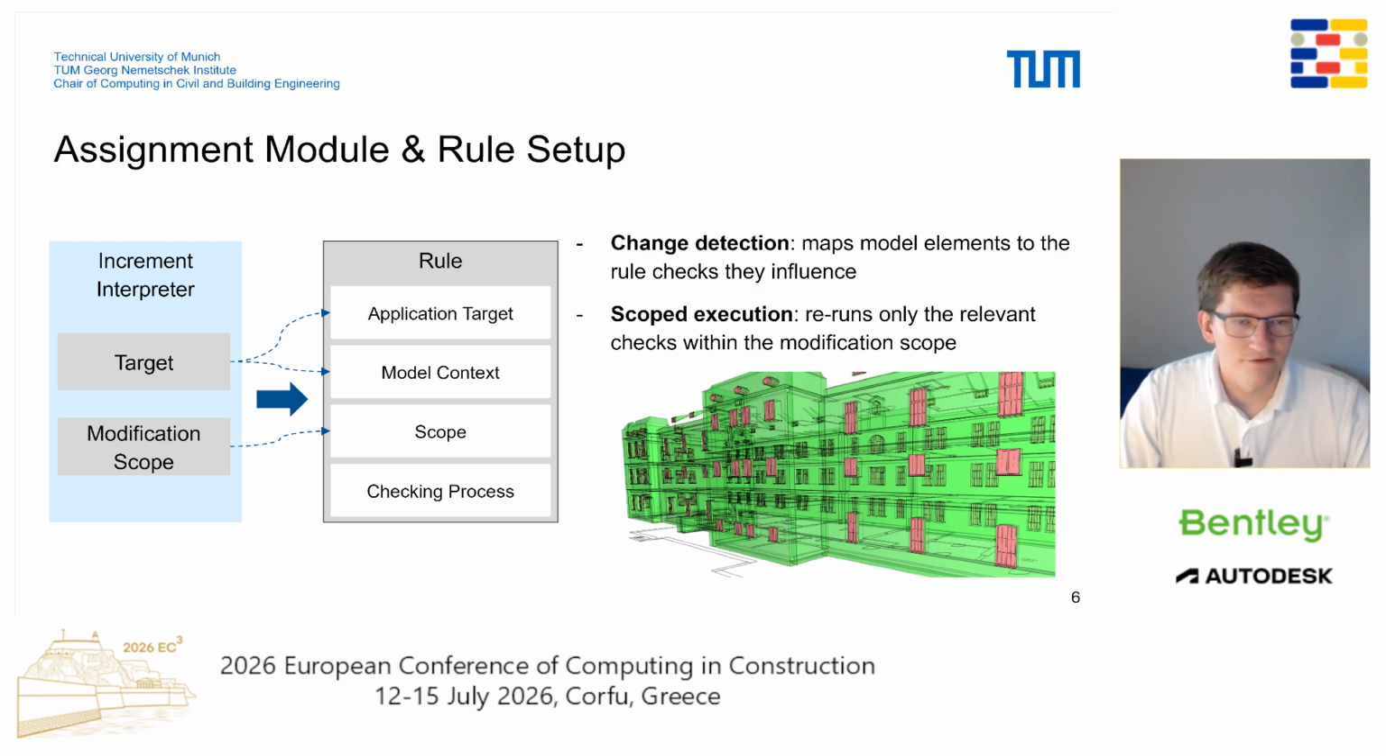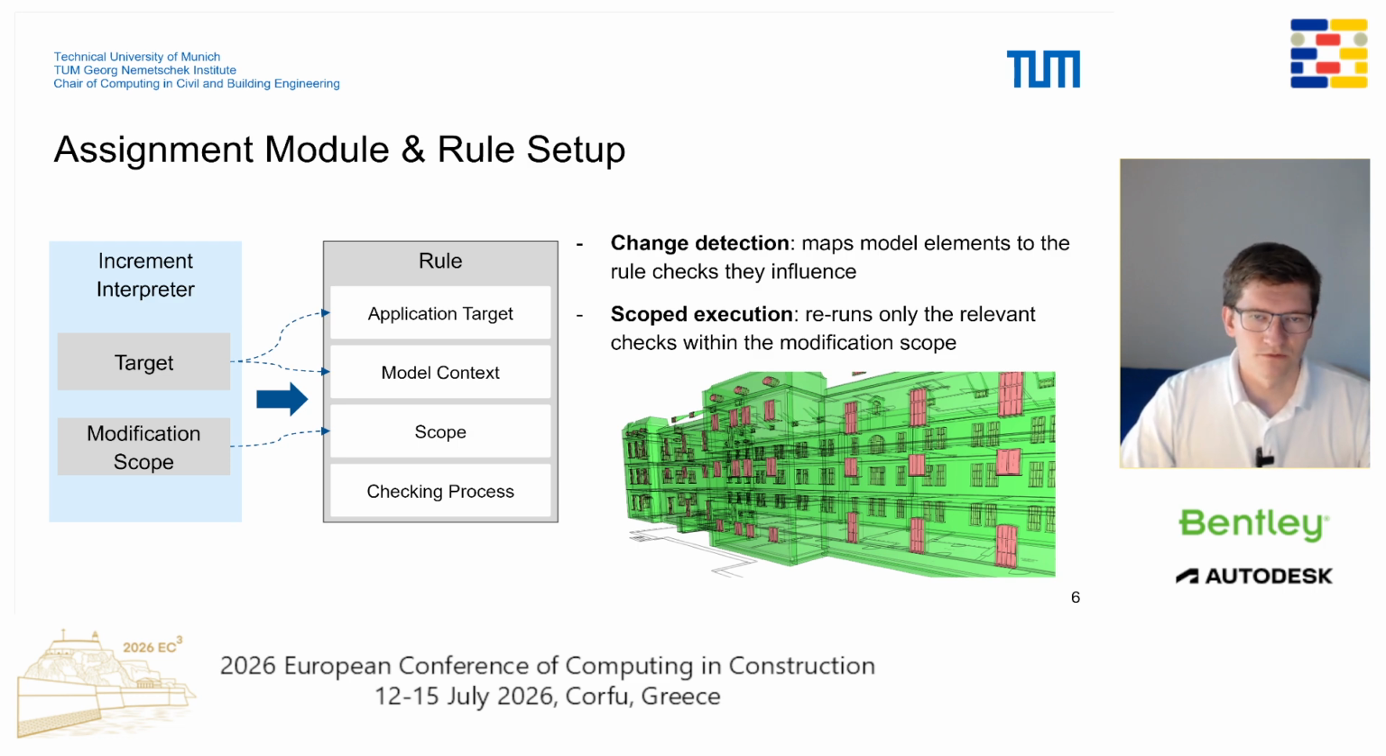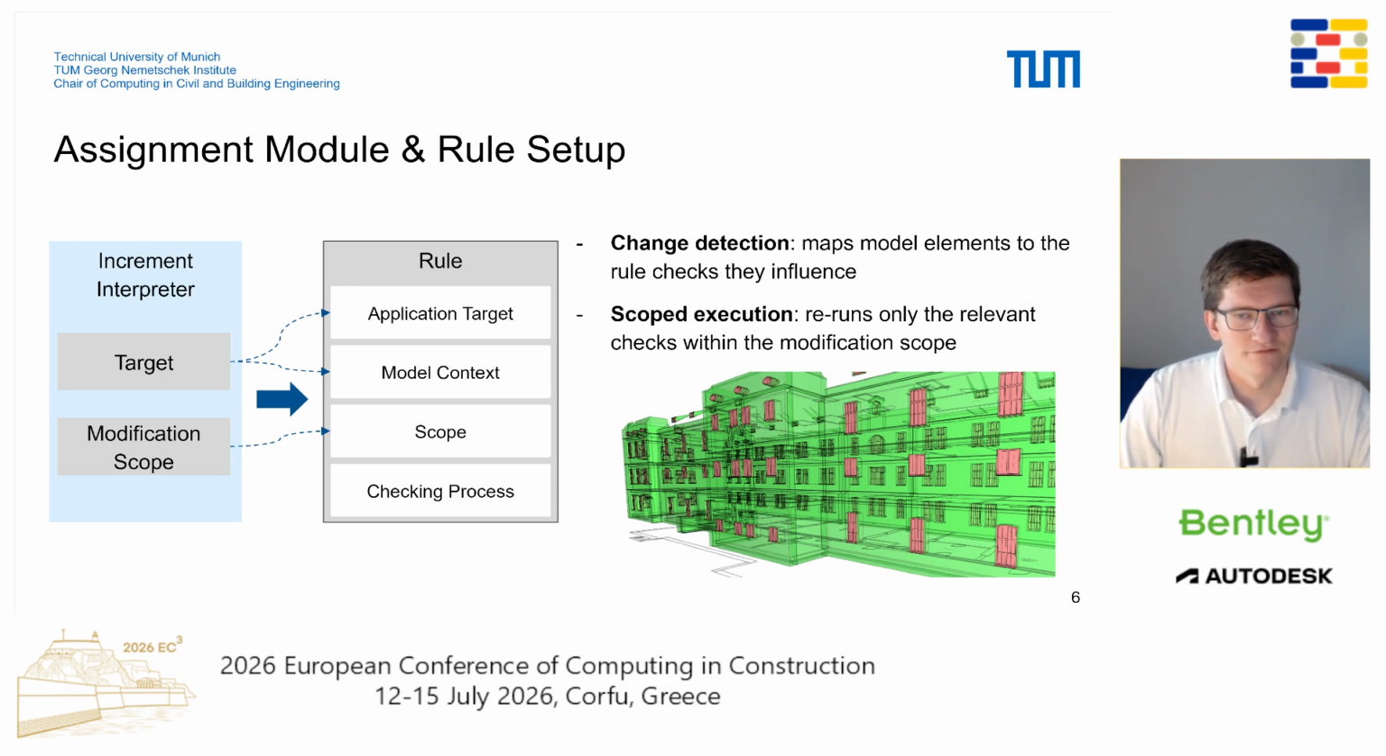If the rule exclusively tackles geometric aspects, well, we don't have to re-execute this rule if we are sure that nothing has changed in the geometry. Whereas if the rule follows a geometric aspect, and there were only changes in properties or material information, then we can actually selectively trigger these rules based on what the increment interpreter has reported to us. This brings two advantages. On the one hand, we actually map the specific model elements which underwent changes to the respective rules, and we also have a scope execution, so we only execute the relevant checks all over again.